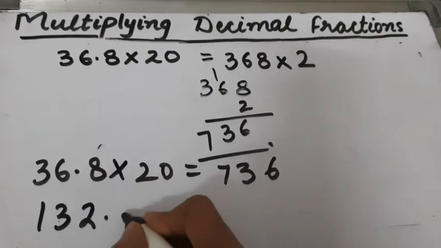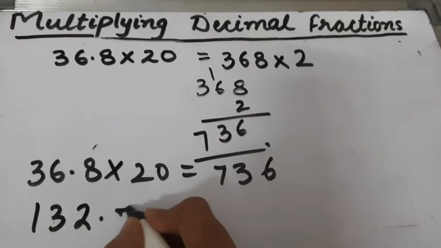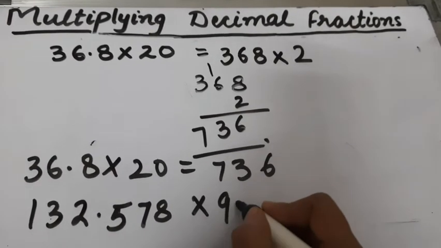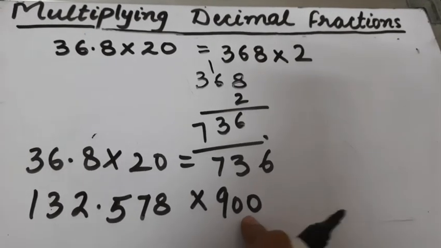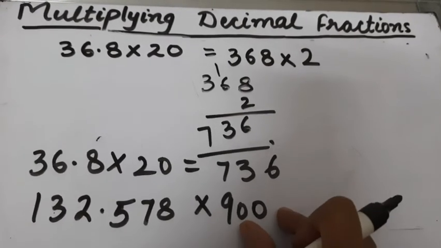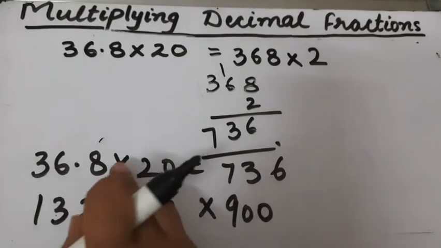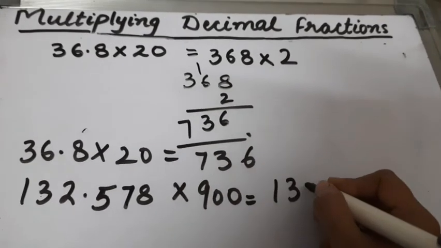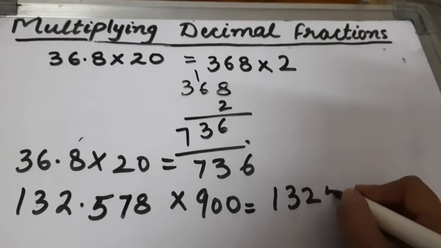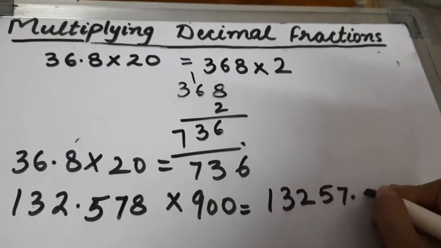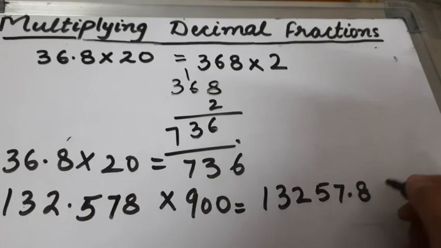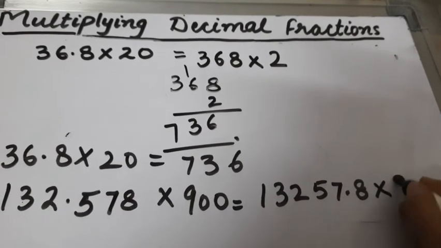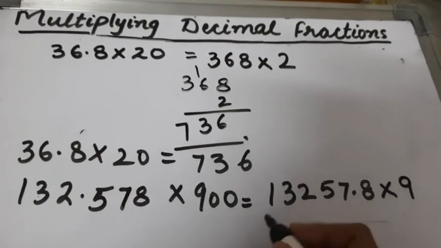Suppose we have to multiply 132.578 by 900. How many zeros are here? There are 2 zeros in this. So the decimal will shift 2 places towards right. So this will be 13257.8. Okay, 13,257.8 multiplied by 9.